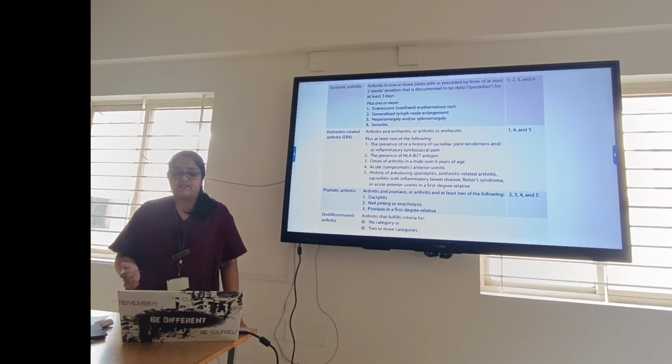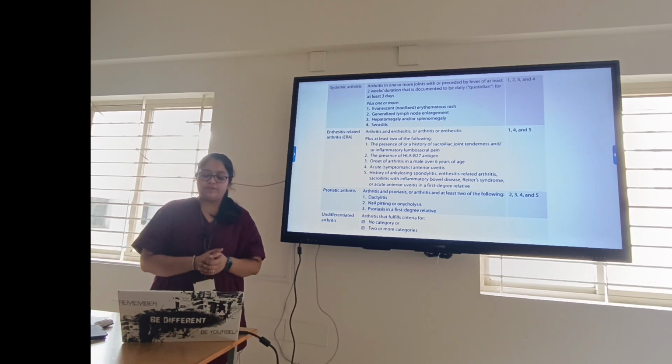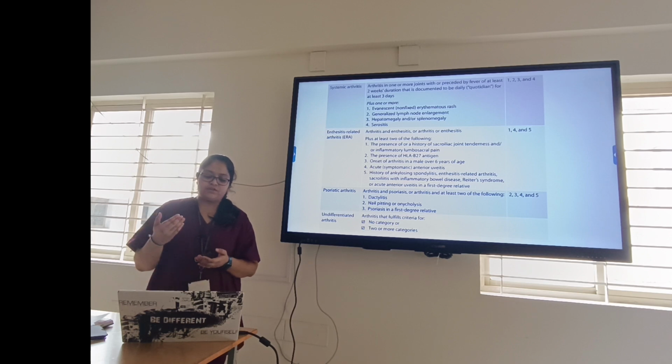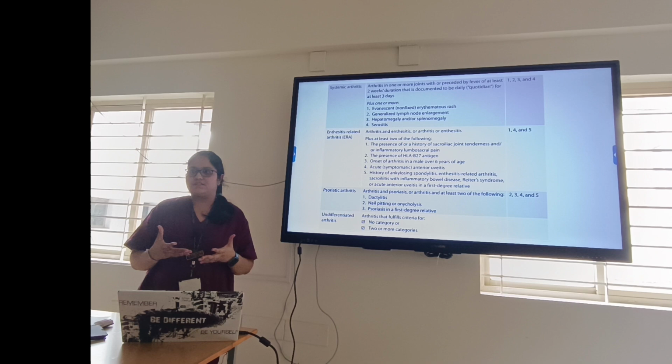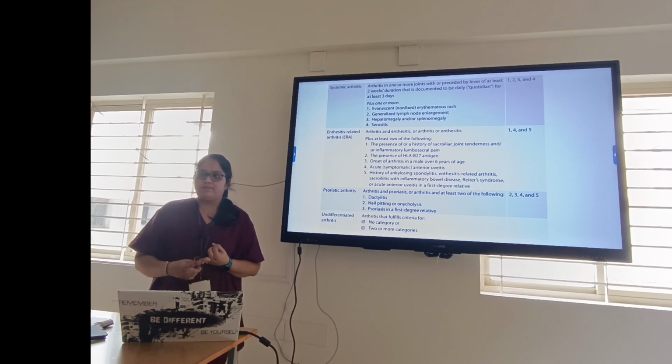The next one is systemic arthritis. It is arthritis involving 1 or more joints together with fever for a duration of 2 weeks, and within these 2 weeks, the fever should occur daily for at least 3 days. With the fever and the involvement of 1 or more joints, they should present with 1 or more of the following: evanescent erythematous rashes, which are like wheal lesions, discolored patches that become raised on the skin; generalized lymph node enlargement; hepatomegaly and splenomegaly; and serositis. Serositis is inflammation of the serous membranes like the pleura and pericardium.